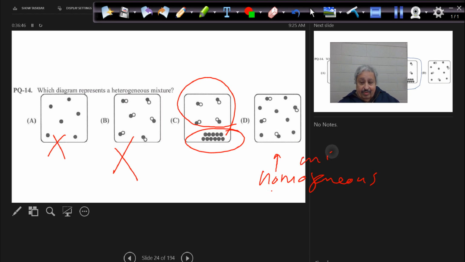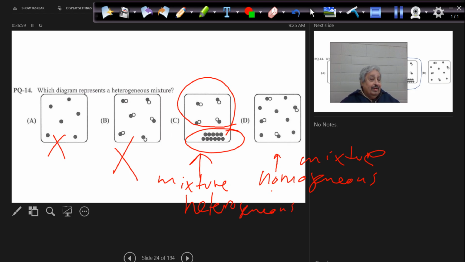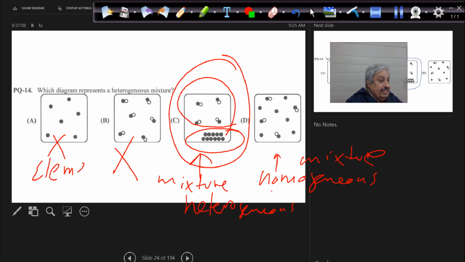Mixture. And this is a mixture, but this time is what? Heterogeneous, correct. So the answer is this one here. Are you following me here? So those are not mixture. This is element. Element means the same atom, the same color. If I have two different colors, that will be what? Compound, correct? Same thing.